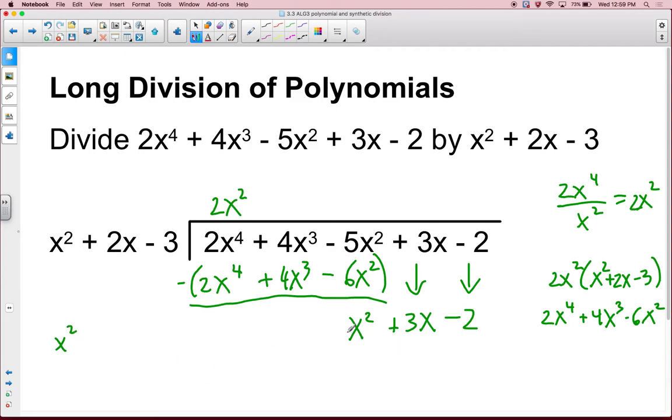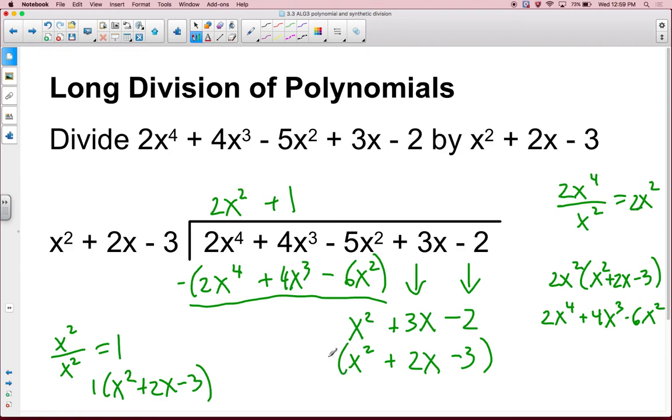X squared, the first term, divided by the first term, I get a 1. So I put a 1 here. I multiply 1 times x squared plus 2x minus 3. I get x squared plus 2x minus 3. And then I put this in parentheses and I subtract the whole thing. These first two terms will cancel. 3x minus 2x, that will give me an x. Negative 2 plus 3 will give me a positive 1.